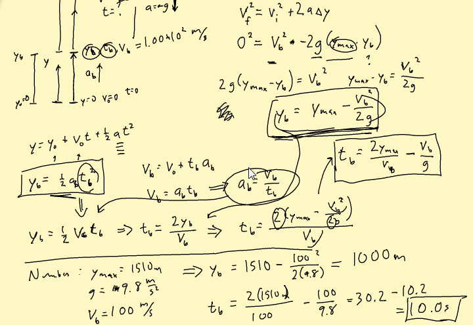So our burnout time is 10.0 seconds, and our burnout altitude is 1,000 meters, and that is frankly a little too convenient, because it means our acceleration is going to be pretty easy to find, but we're not really interested in that right now because we're over time. So there's your answer. Bye.